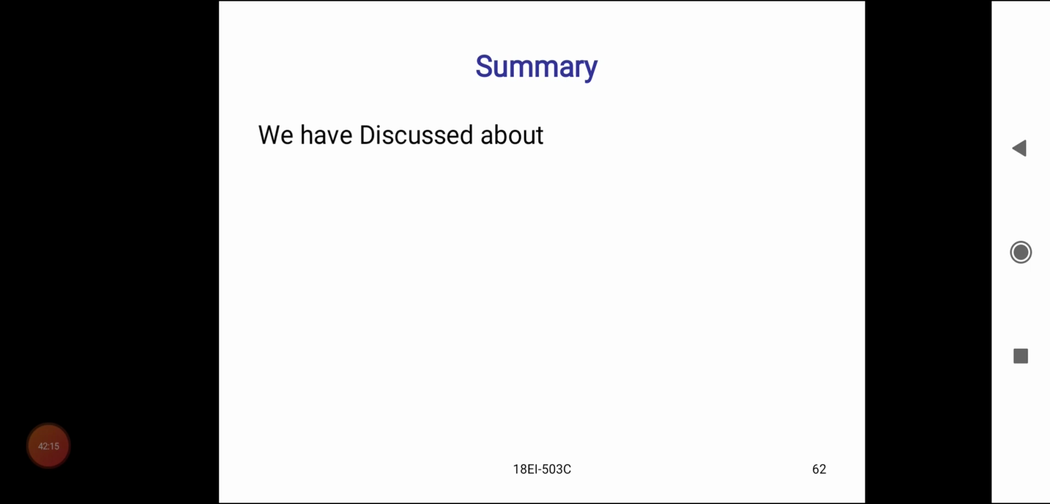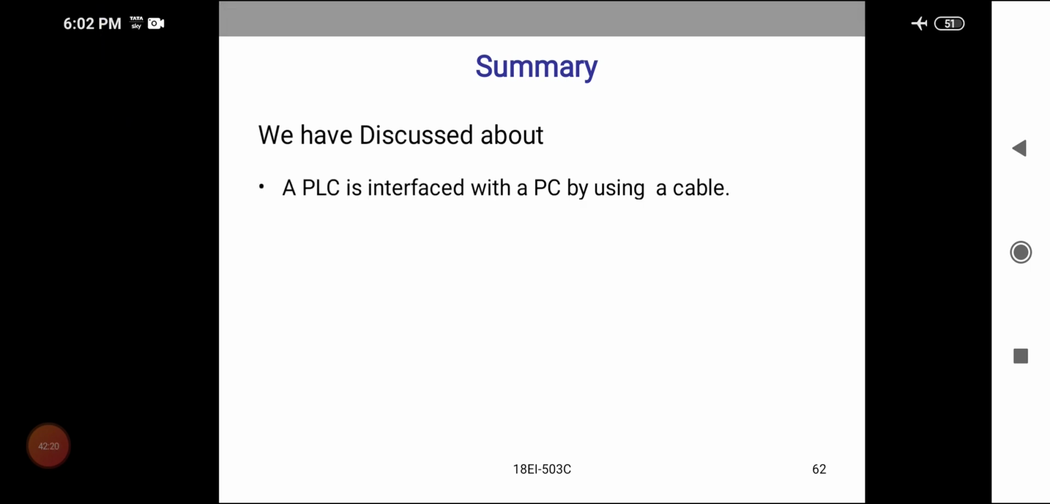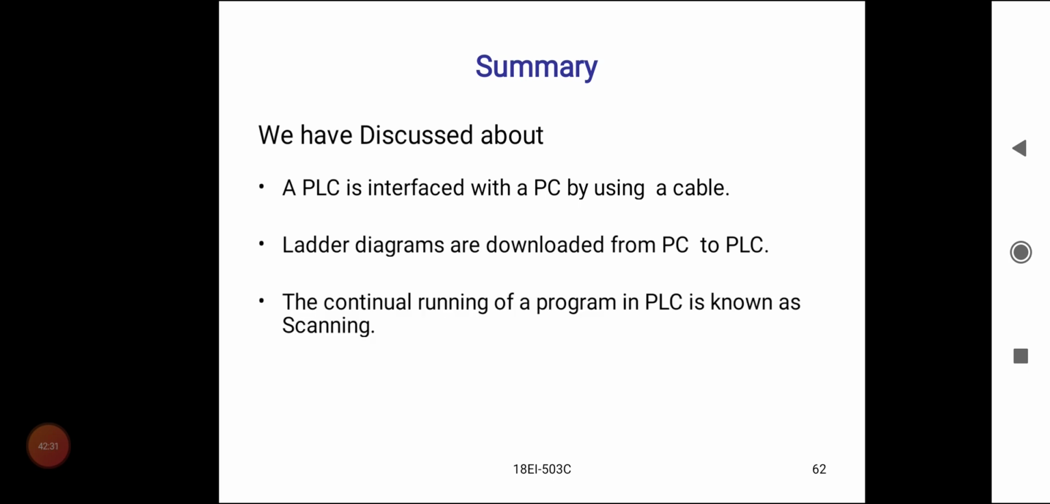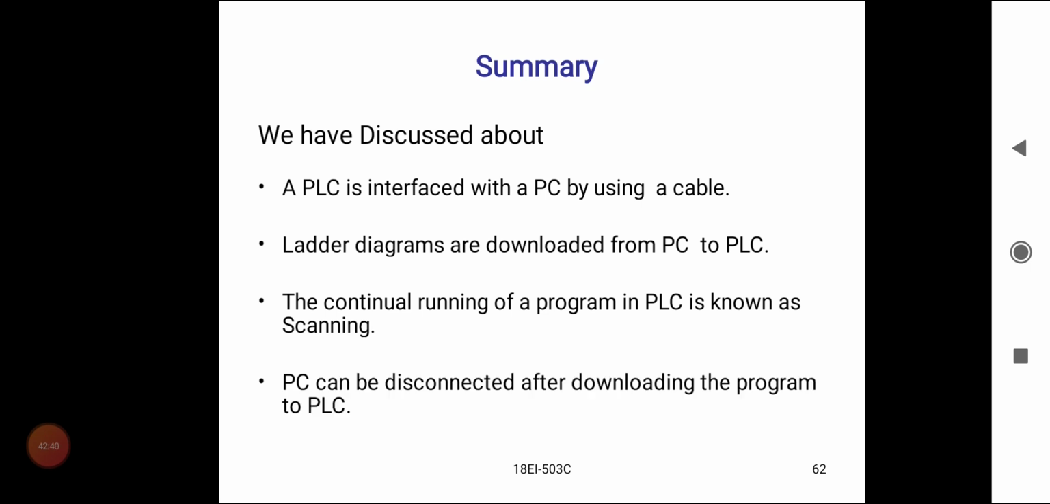Summary: we have discussed that a PLC is interfaced with the PC by using a cable. Ladder diagrams are downloaded from PC to PLC. The continual running of a program in PLC is known as scanning. The PC can be disconnected after downloading the program to the PLC.